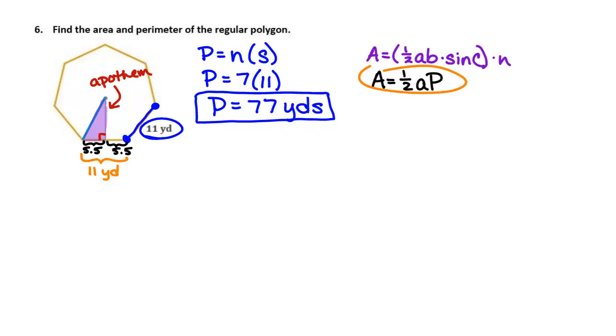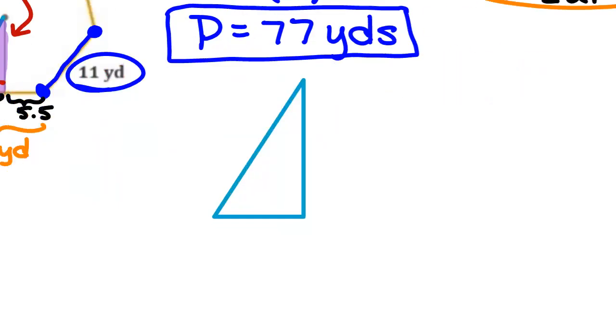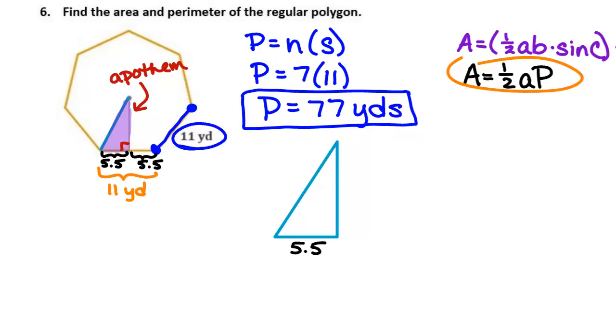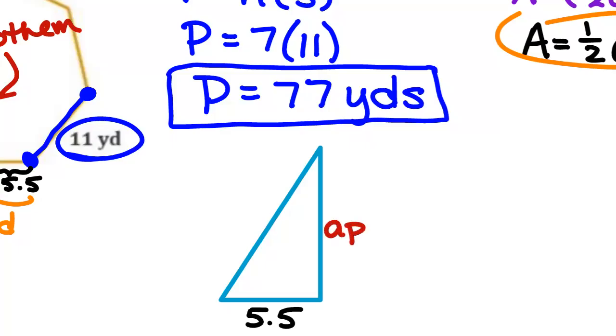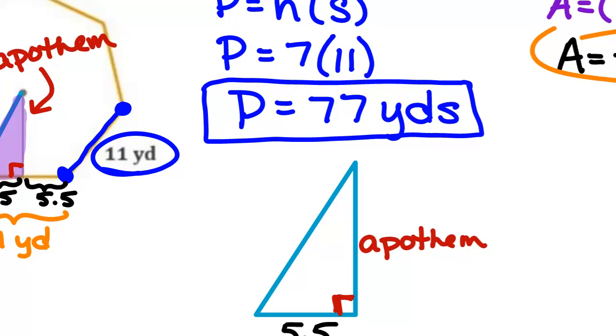So far, so good? All right, I'm going to redraw that triangle that I have highlighted off to the side so that I can look at it a little bit easier. So down here is 5.5. This is the apothem. I know we have a right angle right here. I need to know this angle so that I can use SOHCAHTOA to find my apothem.